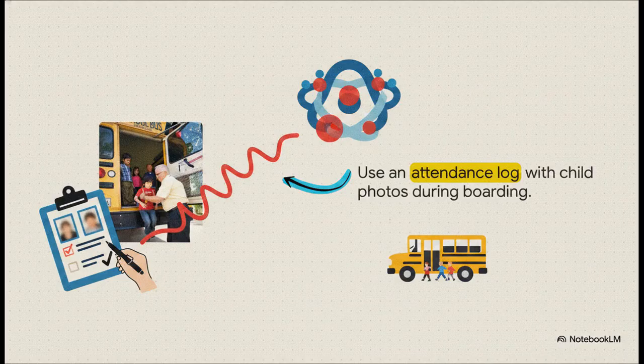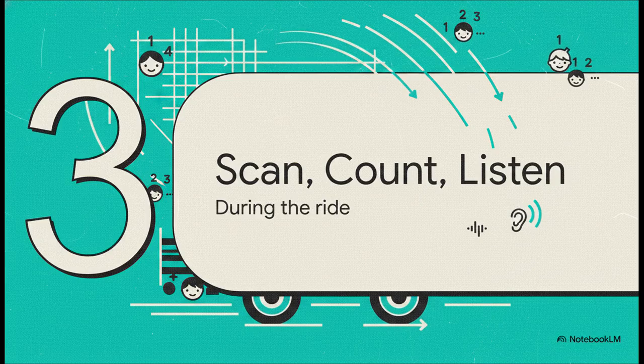As the kids actually start boarding, using an attendance log is an absolute necessity, ideally one with child photos. Just like Ahmed does with his clipboard at every single stop, you've got to conduct a really accurate name-to-face check as they step on. It guarantees that every single child is accounted for from the very first second of the ride. That brings us to section 3, scanning, counting, and listening.